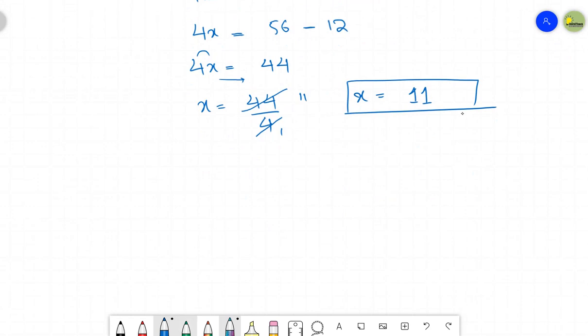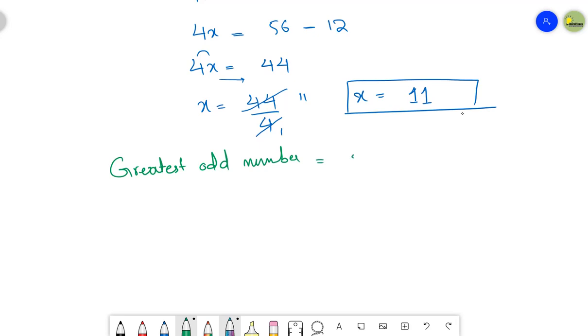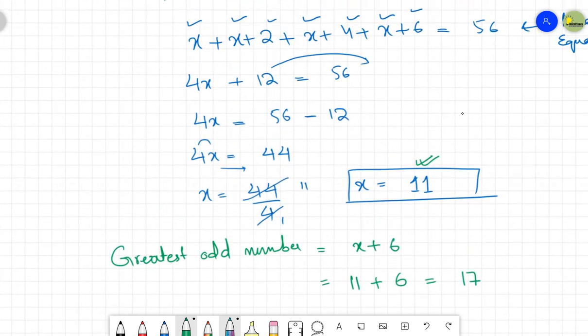So by putting the value of x into it, let's write it like this. The greatest odd number that we assumed is x plus 6. Now putting the value of x that we have calculated from the linear equation, 11, we will put it here and we will get 17. This 17 is the greatest odd number that is required in this particular question.